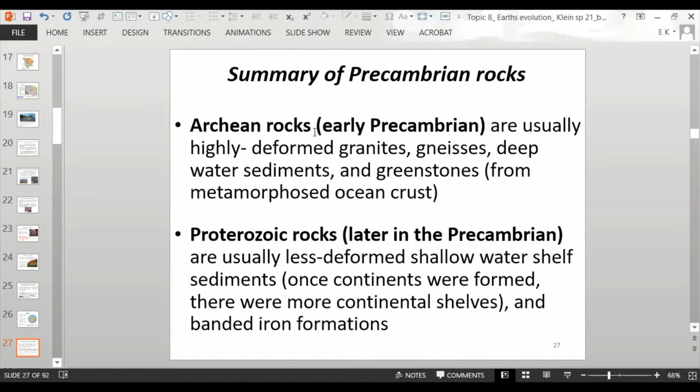So the Archean rocks, which was the early Precambrian, are usually highly deformed granites, gneisses, deep water sediments, and greenstones from the metamorphosed ocean crust. Proterozoic rocks, which are later in the Precambrian, are usually less deformed, shallow water shelf sediments, because once the continents were formed, there were more continental shelves, which is more shallow water. So you were able to form shallow water sediment. Also, we have the banded iron formations.